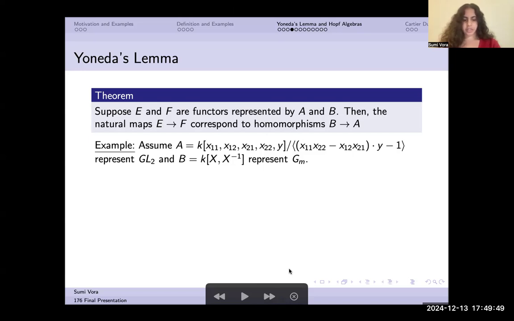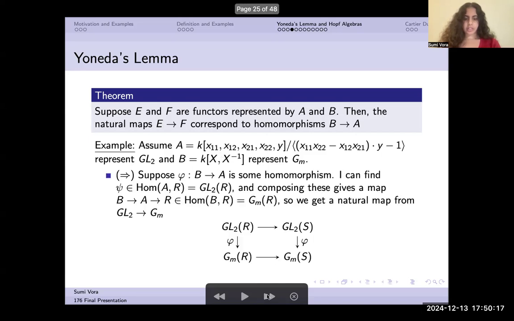Just to clarify, this is why I brought up the thing about K-algebras earlier, because B isn't really a polynomial ring, since the indeterminates are not like variables or matrices. So it's a kind of generalization of a polynomial ring, but we can do this in the context of affine group schemes. Now for one direction, if you consider some homomorphism phi from B to A, then you want to show that you can get a commutative diagram showing that there is a natural map from GL2 to Gm.